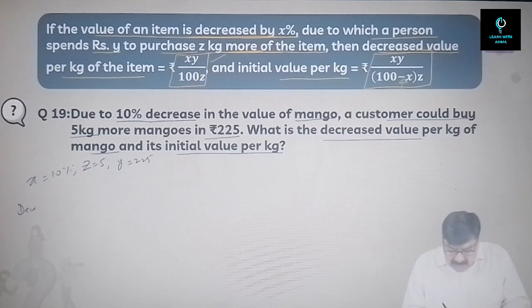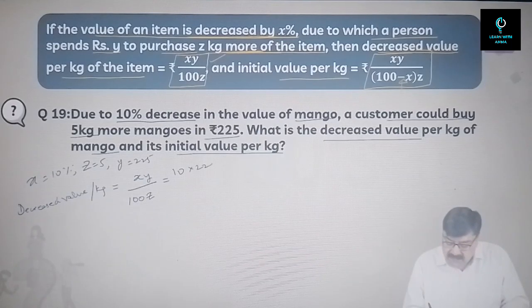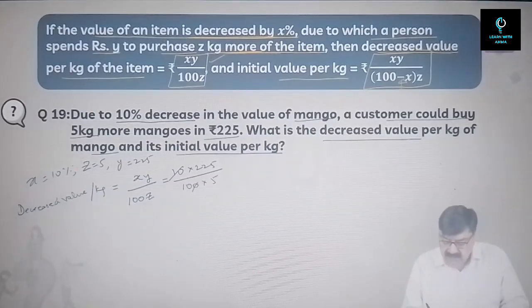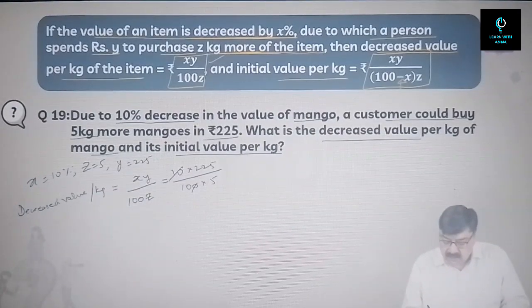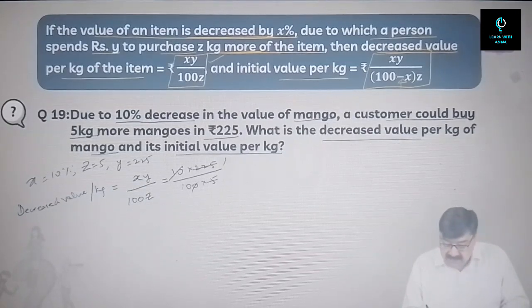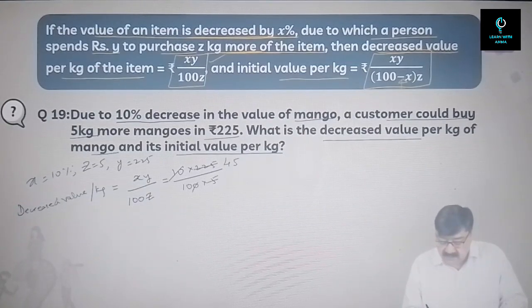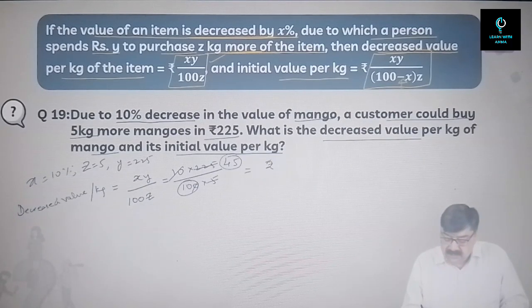So now the decreased value per kg is given by the formula xy by 100z. That shall be 10 into 225 by 100 into 5. So zeros cancel here. 225 goes by 5 as 5 fours are 20, 5 fives are 25. So this is 45 by 10, which is rupees 4.50 per kg, 4 rupees 50 paisa per kg. This is the reduced price.